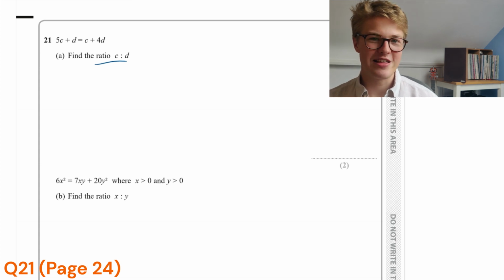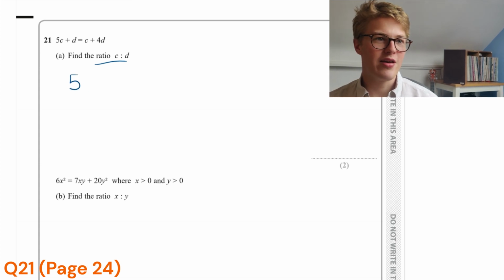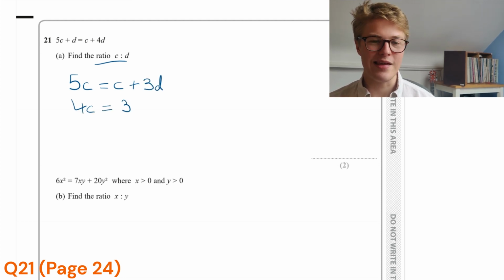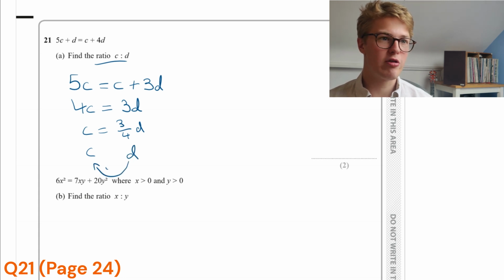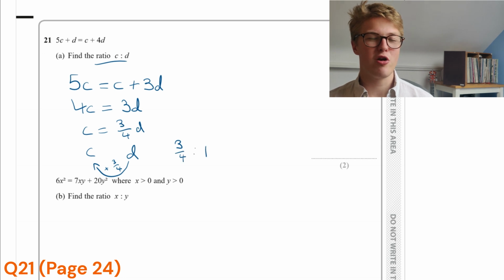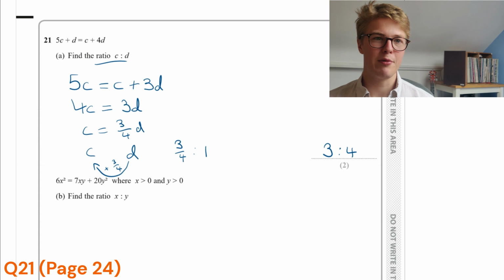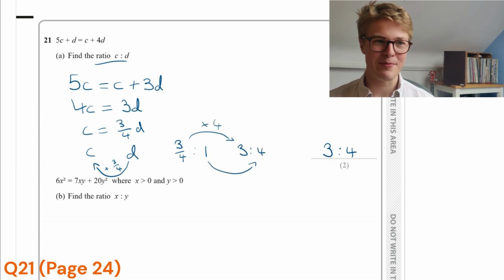5c plus d is equal to c plus 4d. Find the ratio of c to d. So 5c is equal to c plus 3d because we subtract d from both sides. Then we get 4c is equal to 3d because we subtract c from both sides. That means that c is equal to 3/4 of d. So therefore, to get from d to c, we multiply by 3/4, which means c is smaller than d, okay? That means that the ratio of c to d is 3/4 to 1, and if we multiply that by 4, we end up with 3 to 4 as our ratio for c to d.